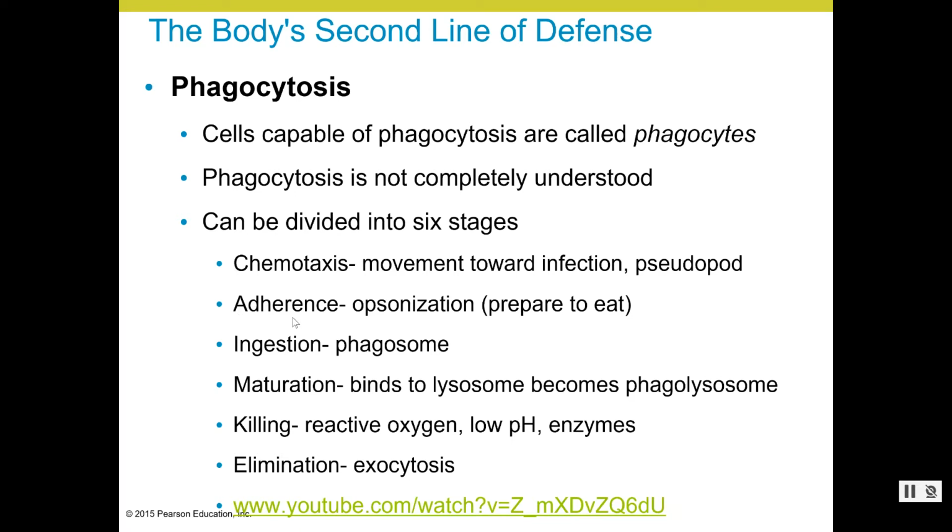The A is for adherence. We see this with viruses. Things have got to attach. So adherence is very important for this phagocyte to move through and get to the next step. This process is called opsonization, this adherence, this attachment part. Opsonization actually translates into preparing to eat.